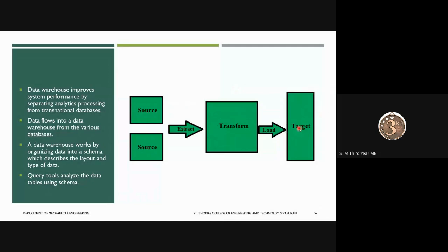Maybe to improve the process or improve the procedure. So that is the target here. So first you have to transform it, or the process is studied and we are transforming it and then loading into the target. So that is what is coming under data warehousing. So that is the simple mode in which data warehousing is done.